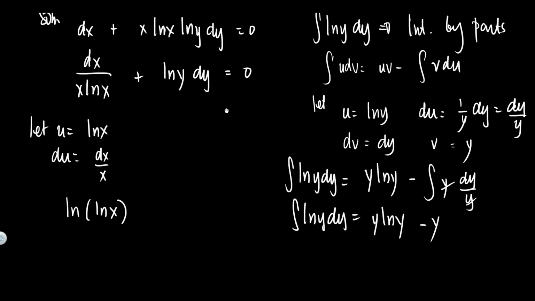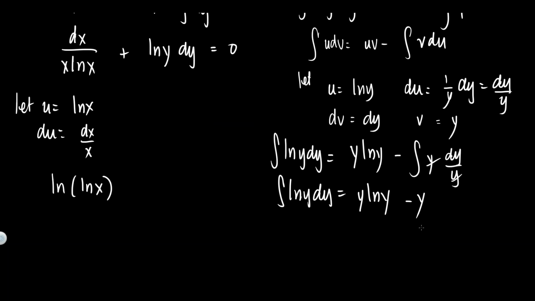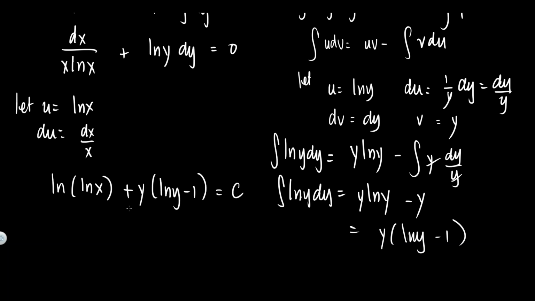I-substitute na natin dito. The integral of ln y dy is this. O, pwede natin i-factor out na yung y. Y times ln y minus 1. Okay? So, ayan na yan. So, plus y times ln y minus 1 equals c. So, this is the general solution.